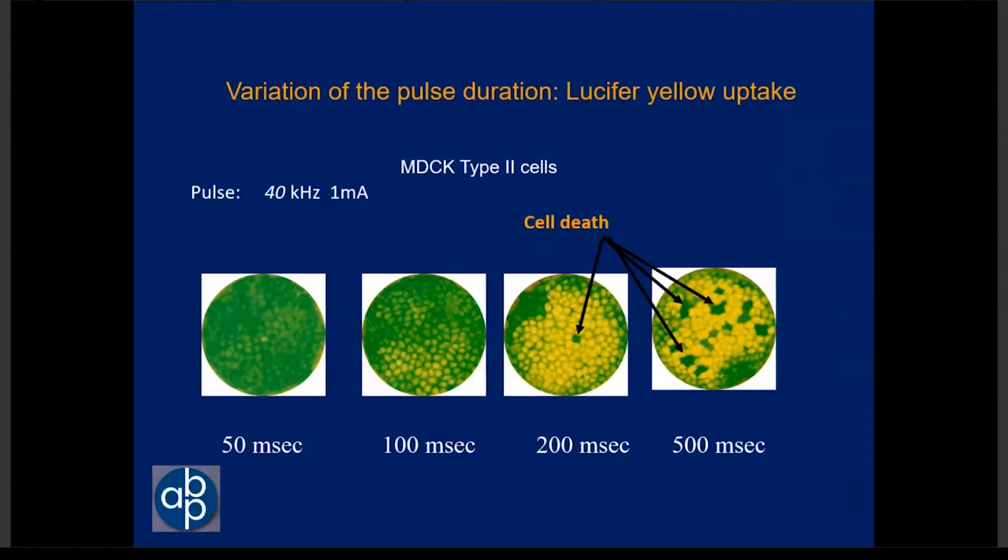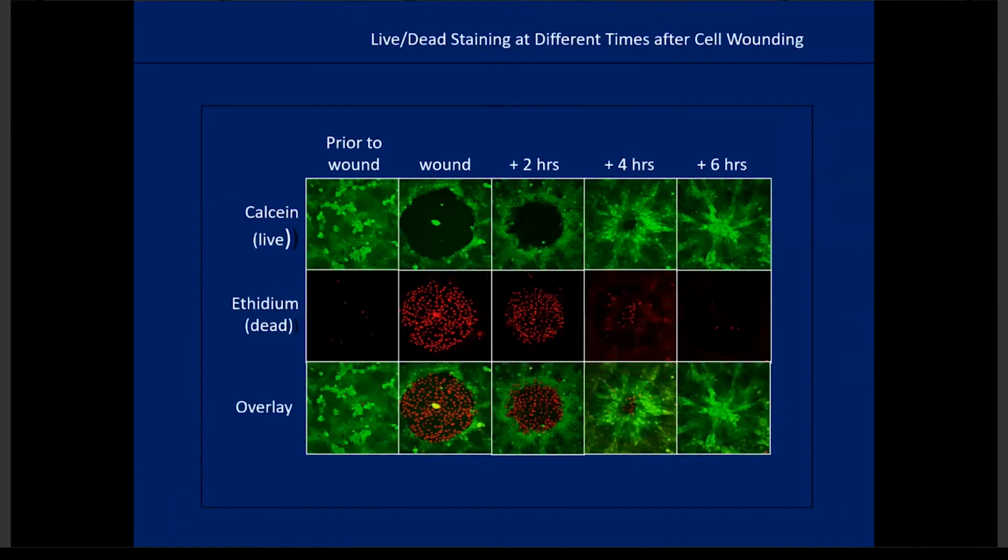To show that's really cell death, we also have done vital staining. Again, I circled that 40,000 hertz to remind you that this is not the measuring frequency, but this is the frequency that's used to carry out the wounding. Here's the vital stain data. We see cells prior to wounding, immediately after wounding, and then 2, 4, and 6 hours after wounding.